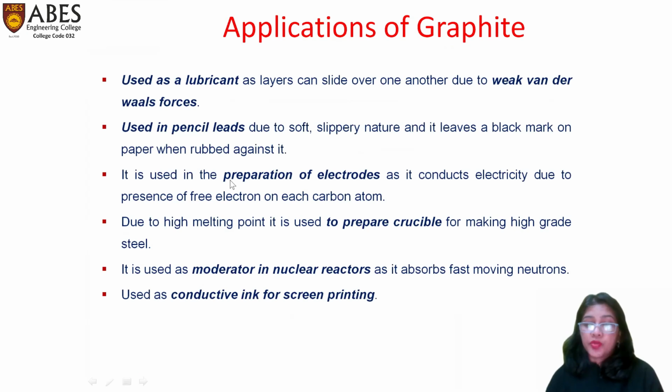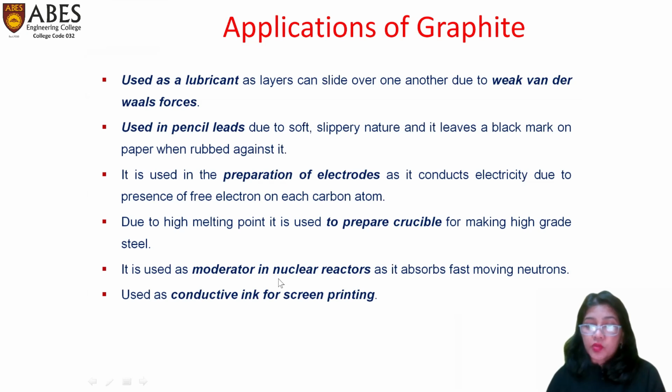Again, graphite can be used in the preparation of electrodes as it conducts electricity due to the presence of free electrons on each carbon atom. Graphite has a high melting point and it is used for the preparation of crucibles, which are used for making high-grade steel.